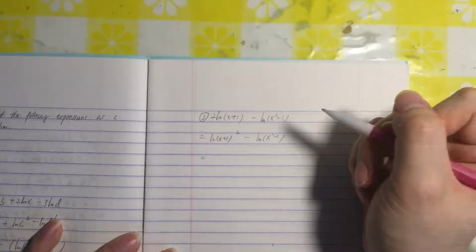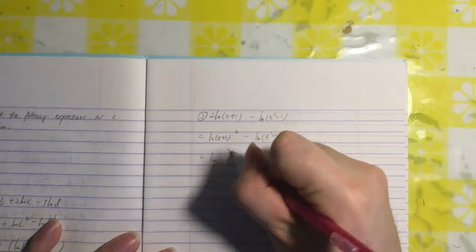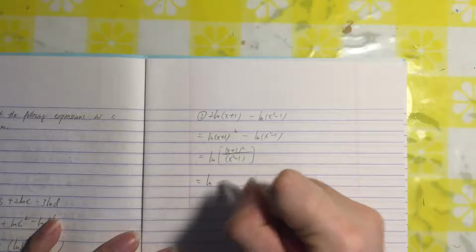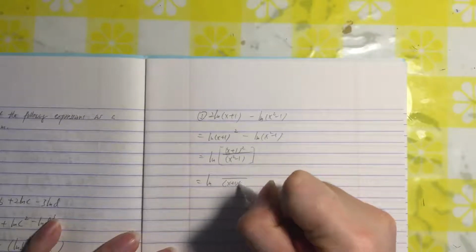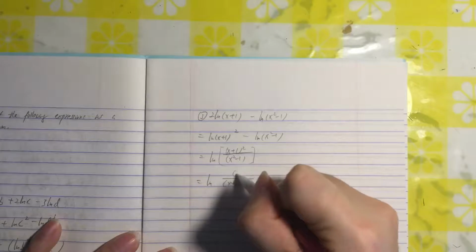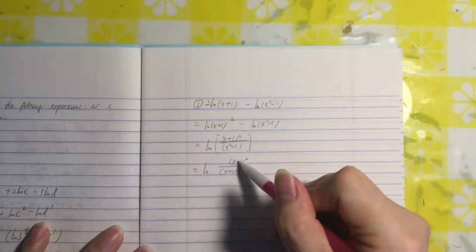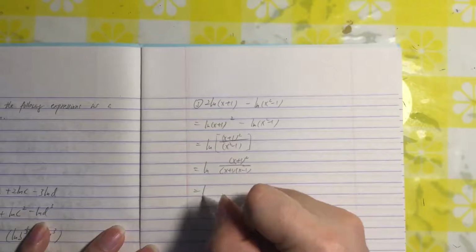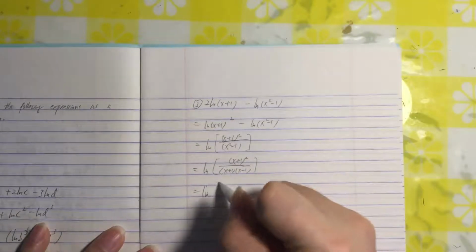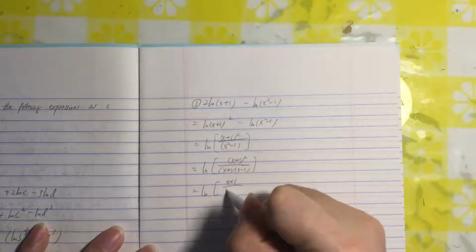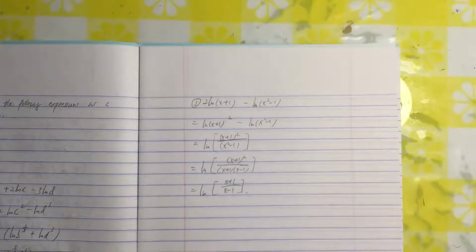Next, by the second law, I can convert subtraction back to division. So it can be written as x plus 1 squared over x squared minus 1. Then, if we simplify, the denominator can be factored as x plus 1 times x minus 1. If I cancel x plus 1 from the top and the bottom, the final answer is ln of x plus 1 over x minus 1. That's the final answer in the simplest form.